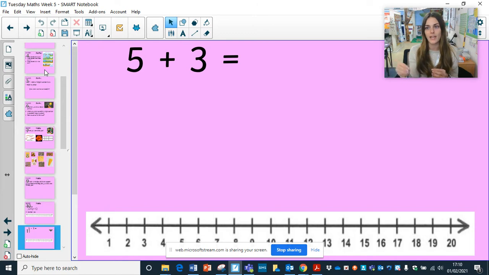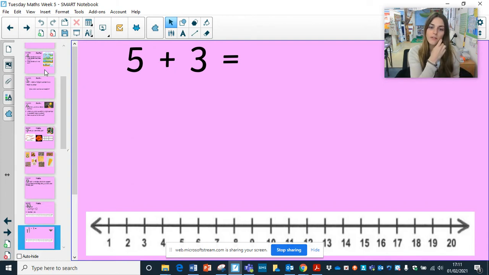We've got 5 add 3 is the same as, or is equal to. Okay, so we need to add those two numbers together. Now they are 1-digit numbers. That means there is just one number. A 2-digit number would be 10 and above. That's 2 numbers. So a 1-digit is 1 number.